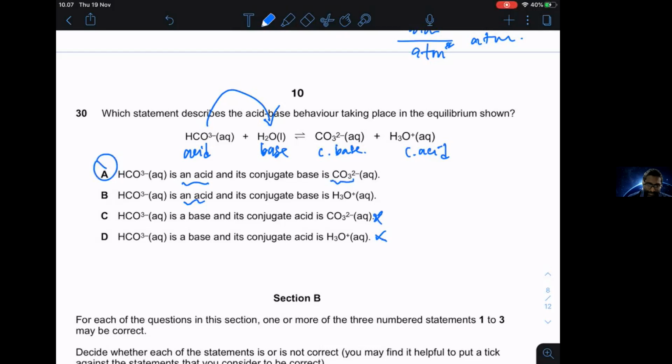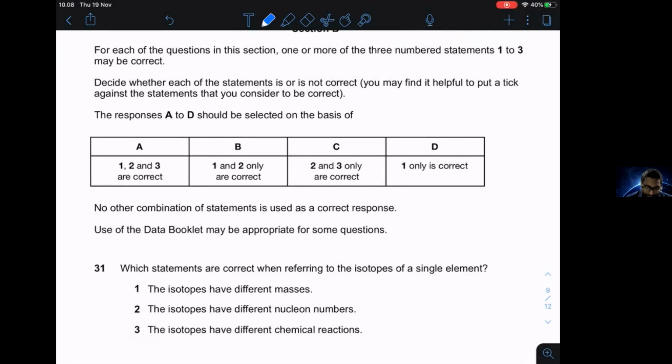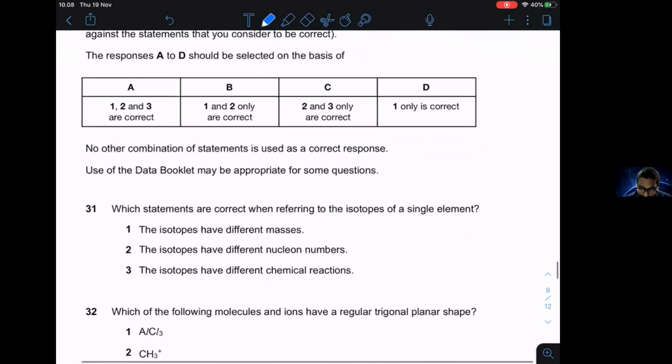Let's move on. Section B, so you have all these responses. Which statements are correct when referring to an isotope of a single element? The isotopes do have different mass. They also have different nucleon number. But because they have the same number of electrons, they have the same chemical reaction. Therefore, the answer will be 1 and 2. The answer will be B.